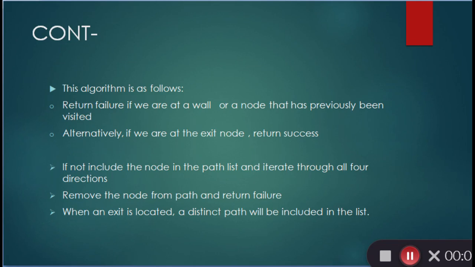Return failure if we are at a wall or a node that has previously been visited. Alternatively, if we are at the exit node, return success. If not, include the node in the path list and iterate through the forward directions. Remove the node from the path and return failure. And when an exit is located, the path will be included in the list.